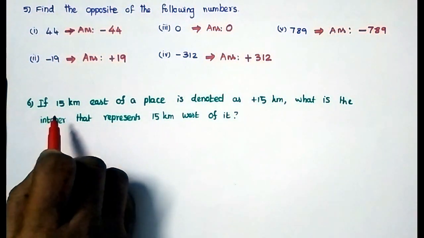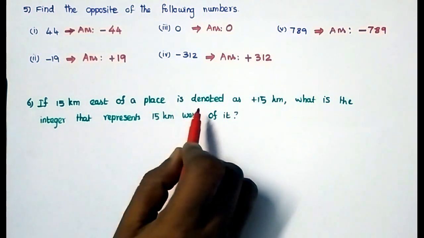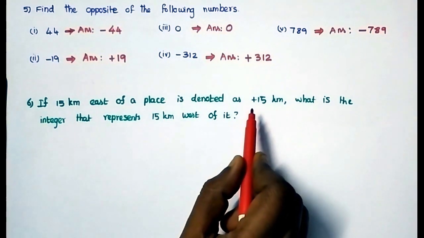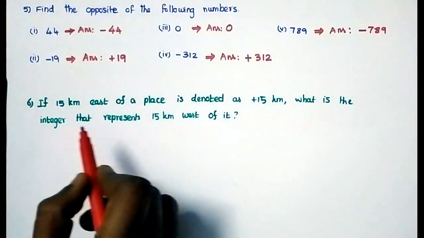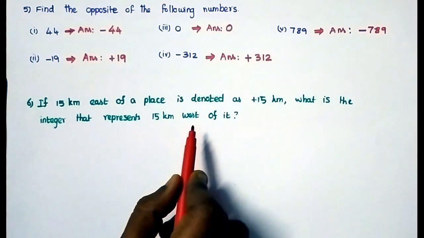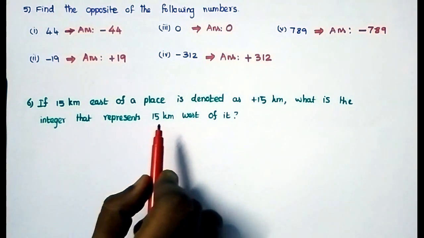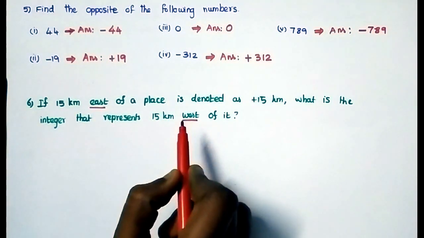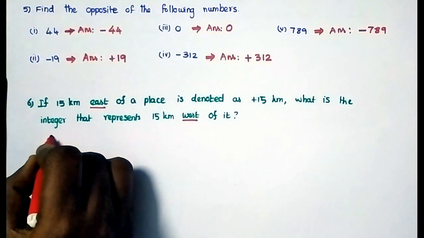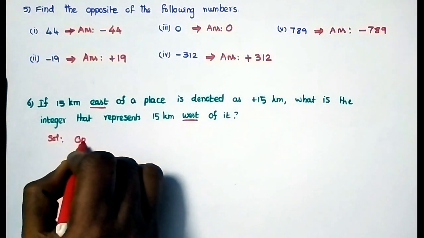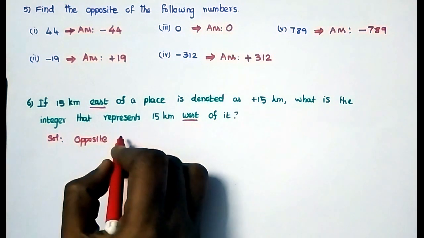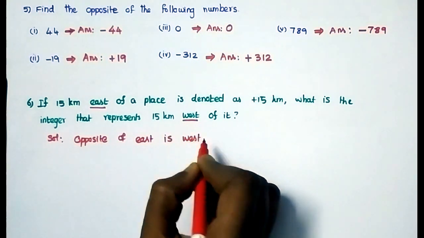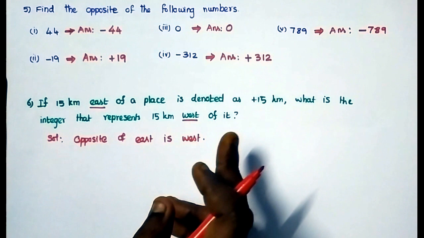Sixth sum, if 15 kilometer east of a place is denoted as plus 15 kilometer. East side it denotes plus 15 kilometer. What is the integer that represents 15 kilometer west of it? So that is opposite side. East. West is the opposite of east side. So opposite of east is west. So that sign is different.